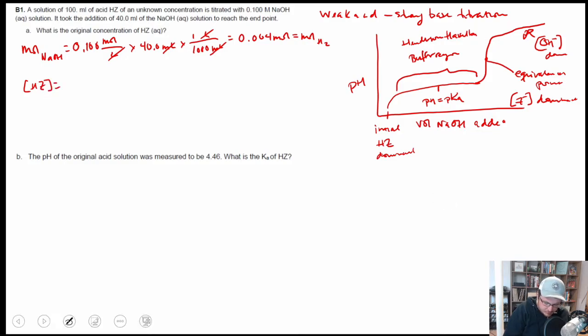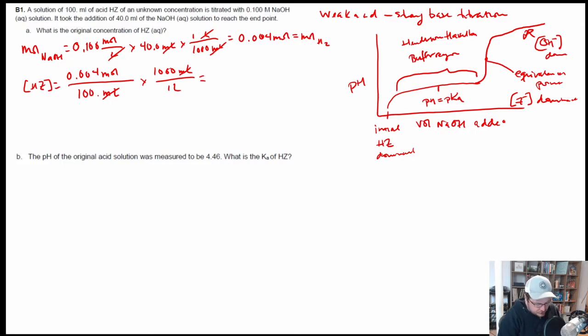initially, all we have to do is simply take the moles of HC, so 0.004 moles divided by the volume, so that's 100 milliliters. In this case we simply multiply that by 1,000 milliliters and divide that by 1 liter to cancel out the milliliters. So we get moles over liters, which is what molarity is. So we have 0.004 divided by 100 times 1,000 gives us a concentration of 0.04 molarity.